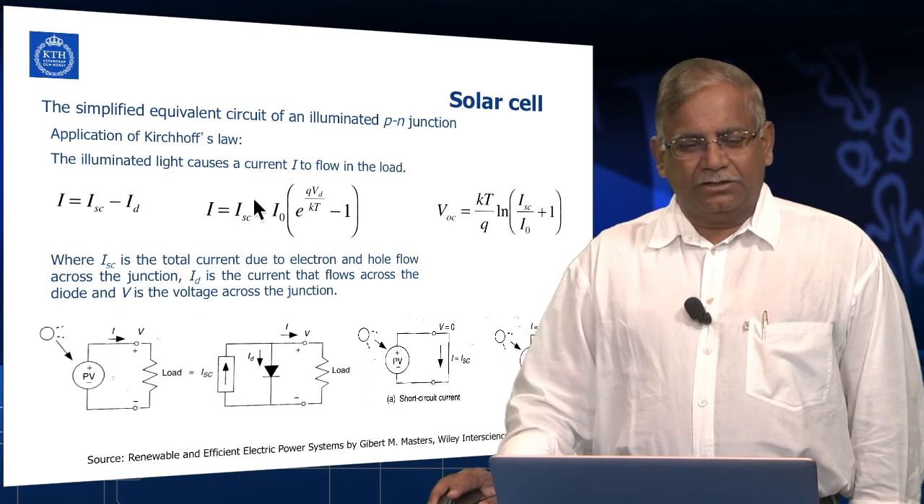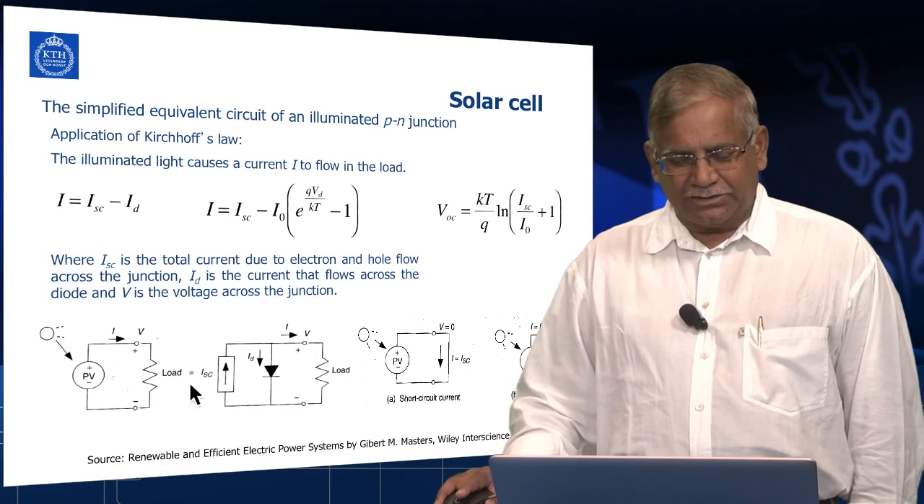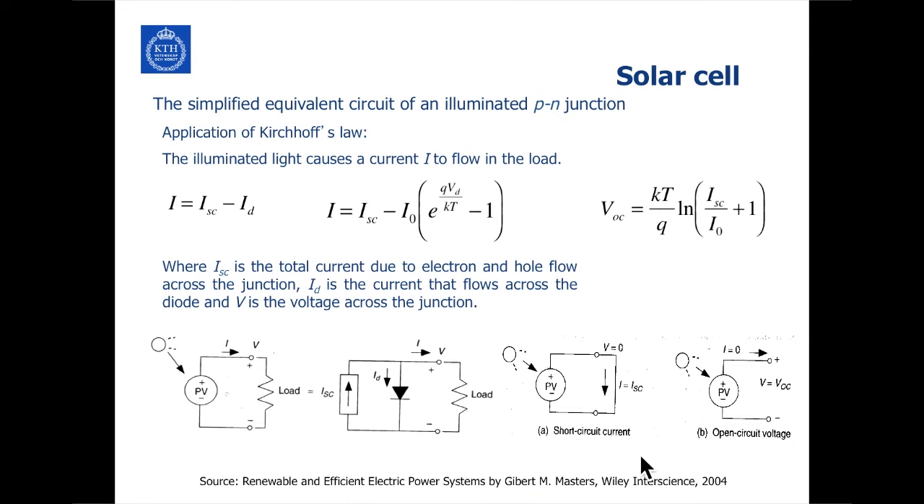Now the simplified equivalent circuit. We simplify the circuit for the solar cell. In this particular case, this is your PN junction, and schematically what we are showing is the sun's radiation, or the photons, hitting the solar cell, and we have the load shown on the other side, and then the current will start flowing into the load.